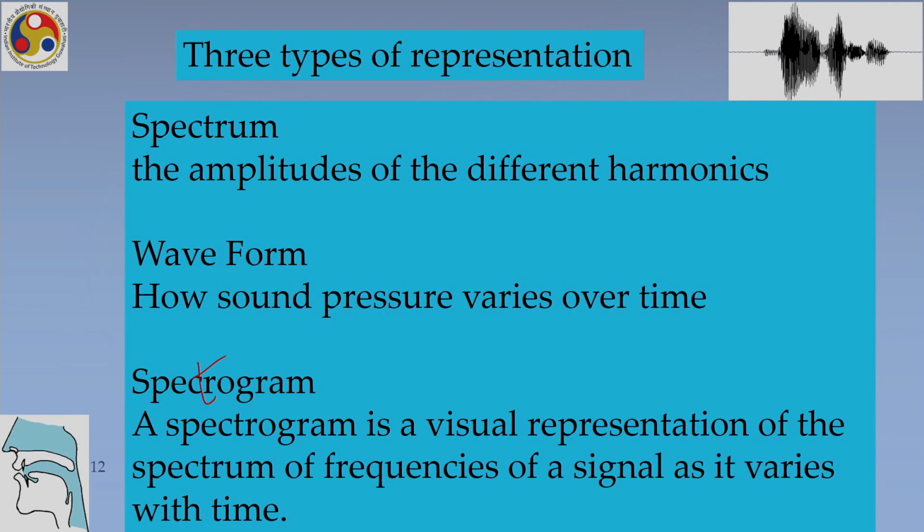So, we have power spectra which show all the different harmonics, and then we have the waveform which shows how sound pressure varies over time, and a spectrogram is a visual representation of the spectrum of frequencies as it varies over time. So, a spectrogram is very useful for linguistic analysis as it shows the variation over time, whereas the spectrum with all the information of all the frequencies may be used for other types of analysis. The spectrogram is used for linguistic analysis.